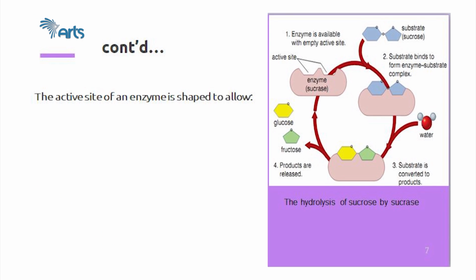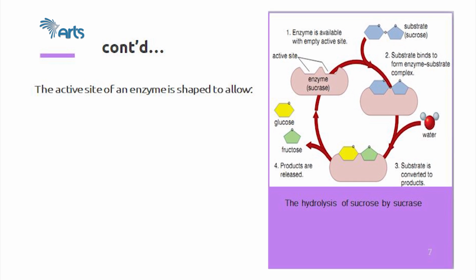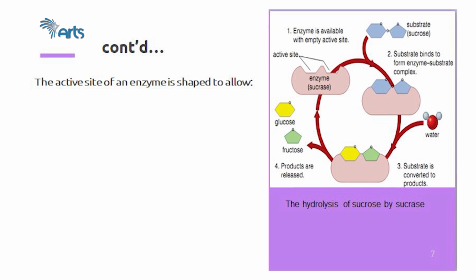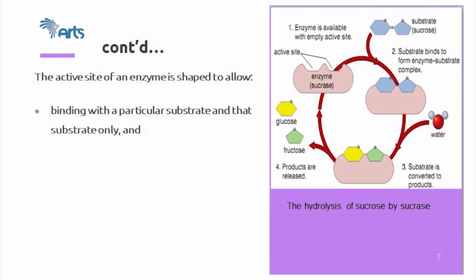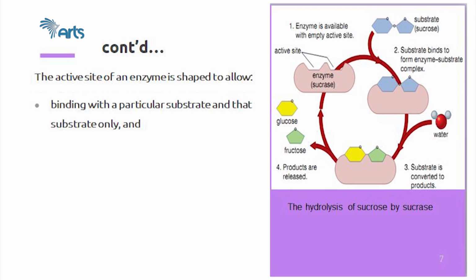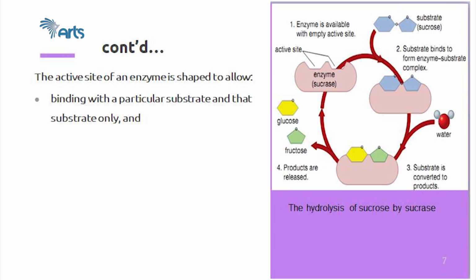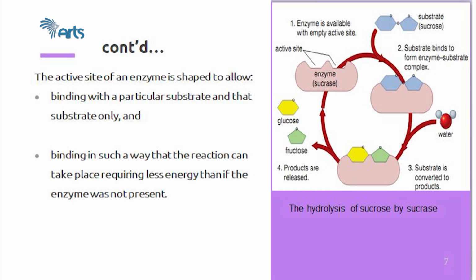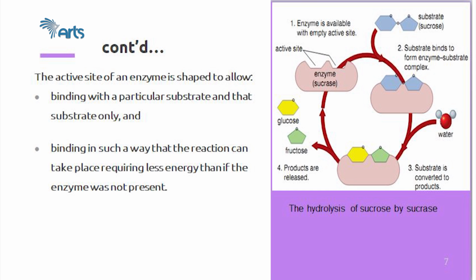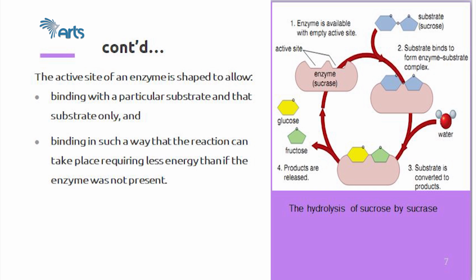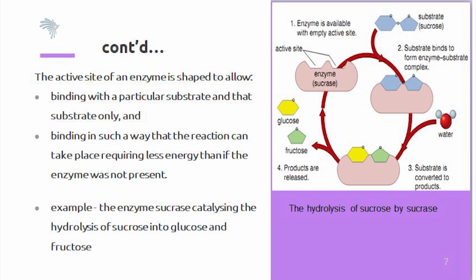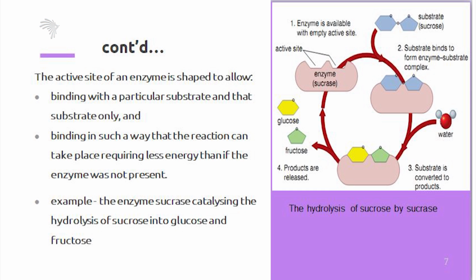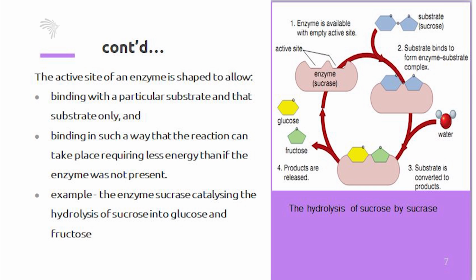The active site of the enzyme is shaped to bind a particular substrate, and for that substrate only a single enzyme is going to catalyze a single type of substrate. It binds in such a way that the reaction can take place requiring less energy than if the enzyme was not present. For example, the enzyme sucrase catalyzes the hydrolysis of sucrose into glucose and fructose. The enzyme is unaltered by the reaction.